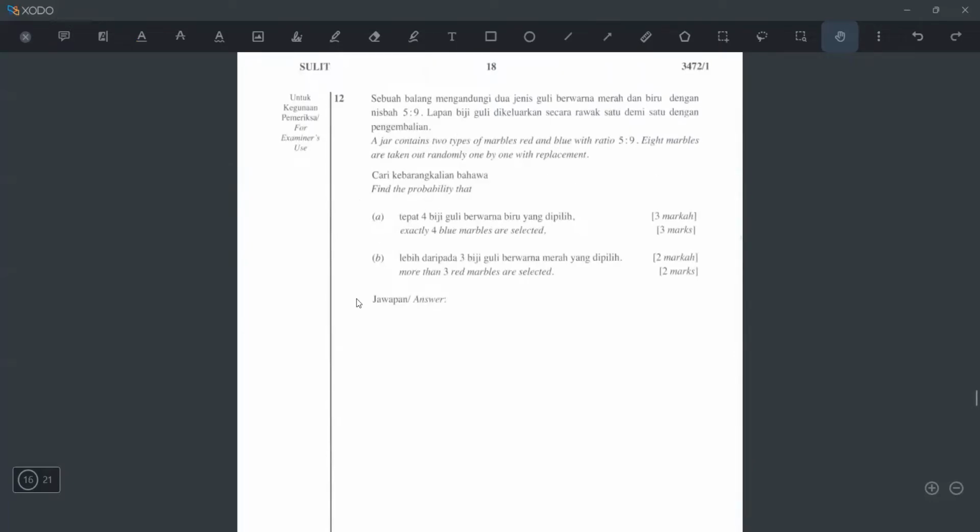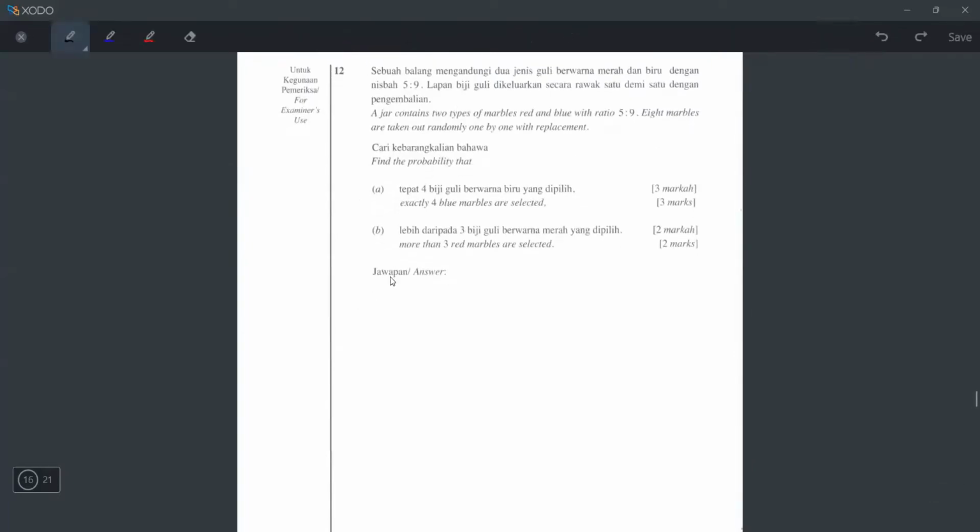Okay, let's go. Number 12. So we are almost there. We are almost finished. A jar contains 2 types of marble. We have red marble and blue marble with a ratio 5:9. How to explain this? 5:9 means what is the probability of getting red marble? 5/14, am I right? And what's the probability of getting blue marble? 9/14, because 5 plus 9 is 14.